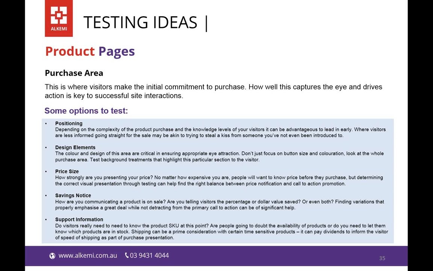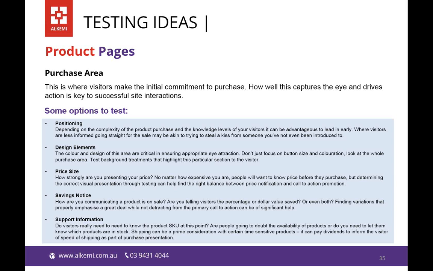Look at the size of pricing. Obviously, when people purchase something, they're going to want to know the price, but depending on how competitive your price is, you might get some advantages out of making that price quite a standout element on your page. If you've got products on sale, how are you explaining the saving that can be made? Are you using the dollar value to be saved? Are you using a percentage saving? Are you using a mixture of both? What is going to be the best way to do that for your visitor base?